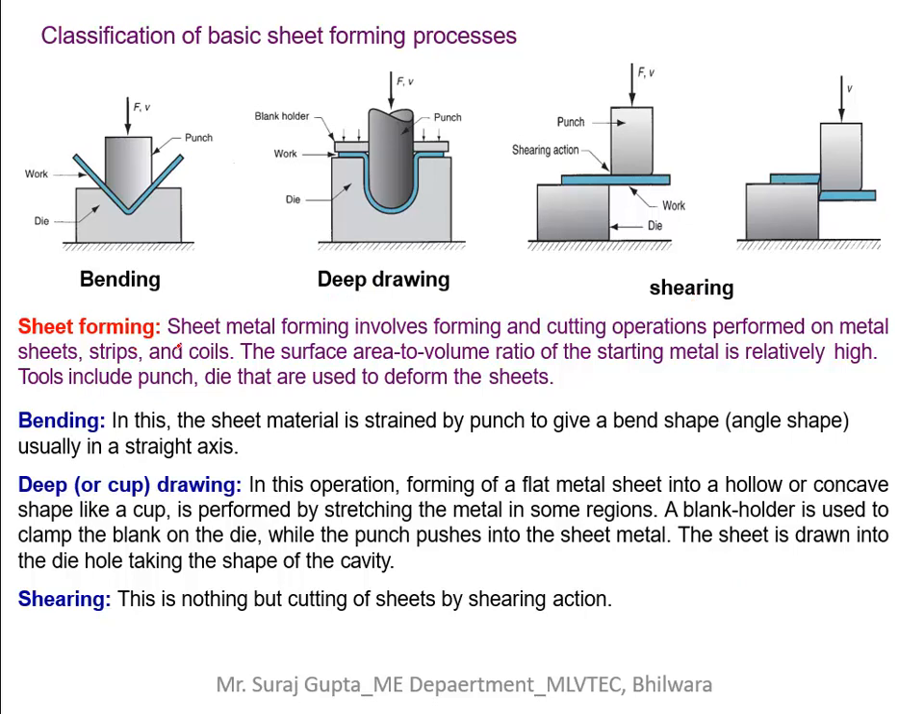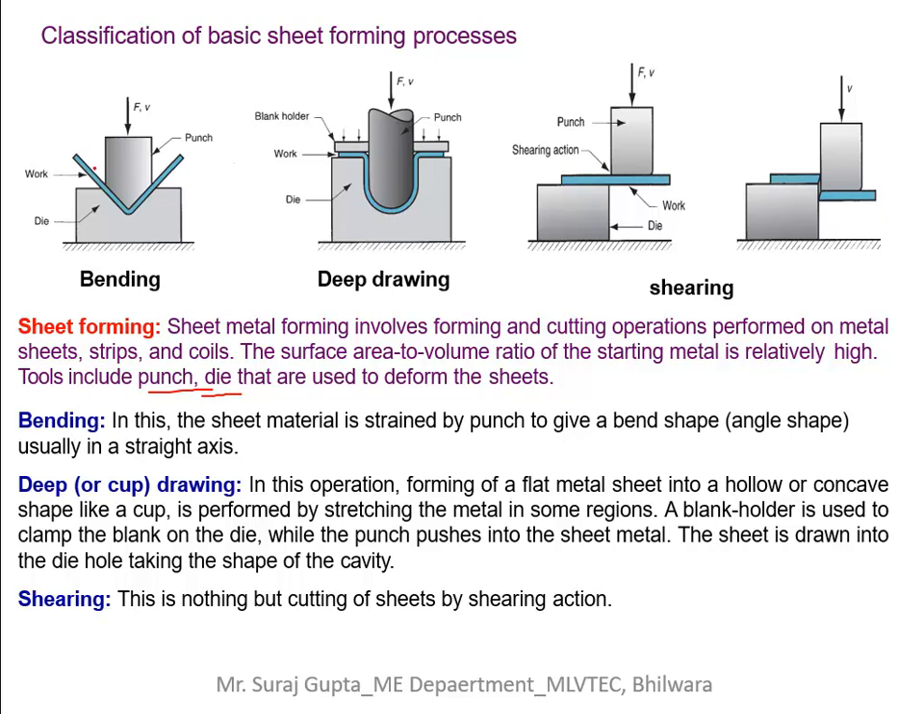So what is the sheet metal forming process? Sheet metal forming involves the forming and cutting operations performed on metal sheets, strips, and coils. The surface area to volume ratio of the starting material is relatively high. Tools include the punch and die that are used to deform the sheet.